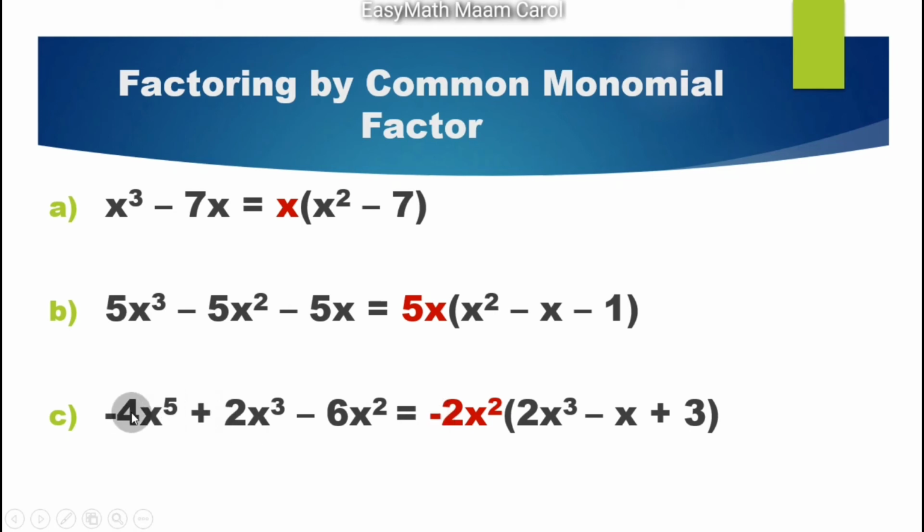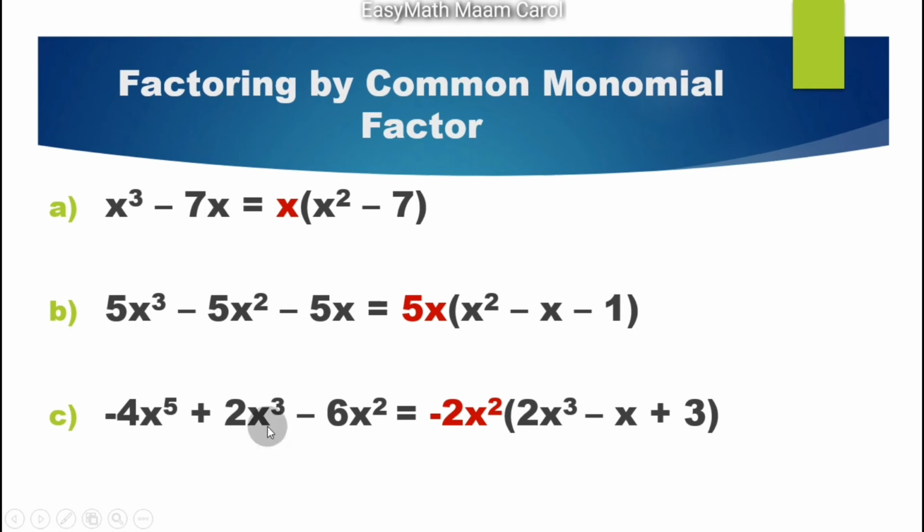And then for the numbers, again, find the factor for 4, 2, and 6. That would be 2. And then for the x's, you have x squared as the one with the lowest exponent. So all combined, our common monomial factor is negative 2x squared.